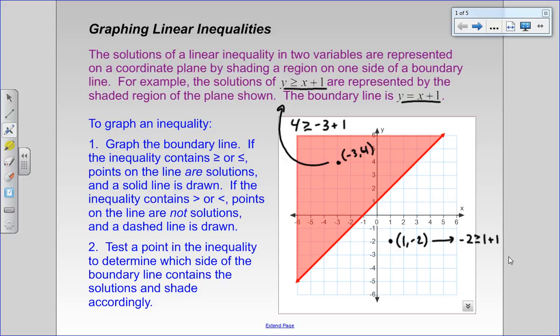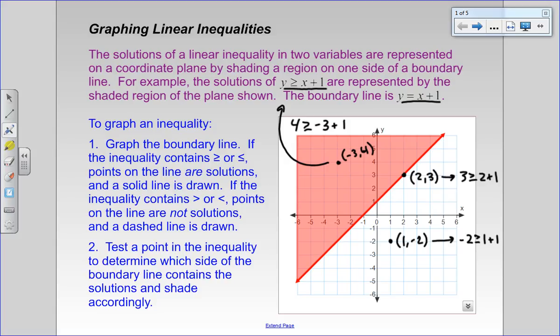It's important to note that in this particular inequality, points on the boundary line, such as 2, 3, are solutions of the inequality. Let's use that example and replace the x and y in the inequality with those coordinates. We would obtain 3 is greater than or equal to 2 plus 1. Now, since 3 is equal to 3, this is a true statement. And so all the points on the boundary line are solutions of the inequality, and we indicate that by drawing the boundary line as a solid line.